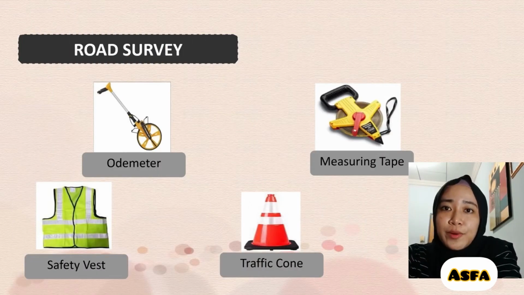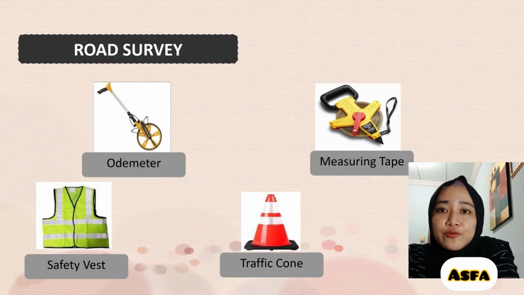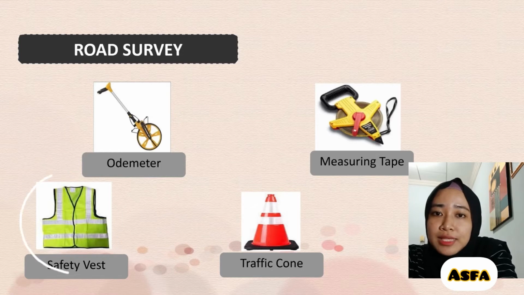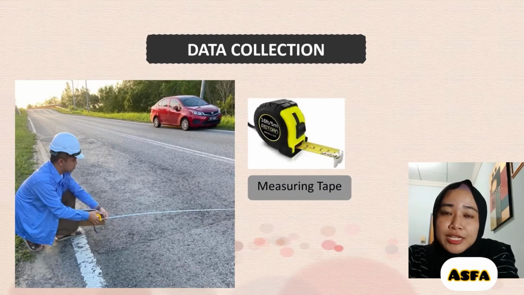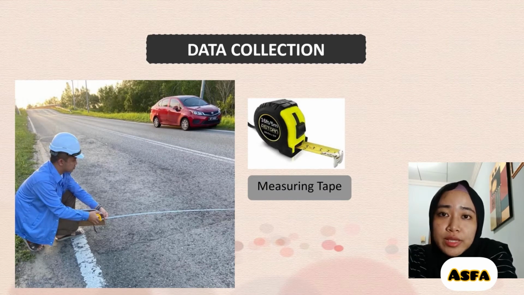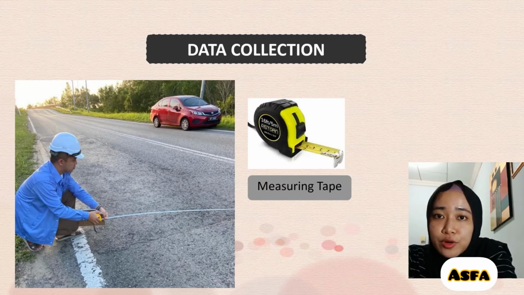Now we're going to talk about the road survey. We did a road survey at Jalan Akses FSC Bandar Baru Semariang Matang, which is located in Kuching, Sarawak. We used the odometer, measuring tape, safety vest and traffic cone to make the road survey. Data collection was obtained during the inspection to detect the road pavement distress present on the road. The width, length, depth, diameter, and area of distress were all measured from the road. That's all for me.